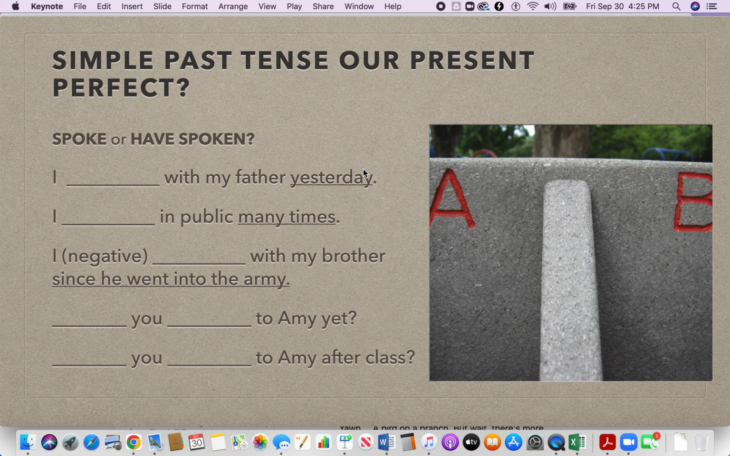Couple of questions. "You to Amy yet," and we use the verb speak. With the adverb yet, you would normally use the perfect. Have you spoken to Amy yet? But if you say after class, that's very specific. That's a specific time after class. There you would say, did you speak to Amy after class?